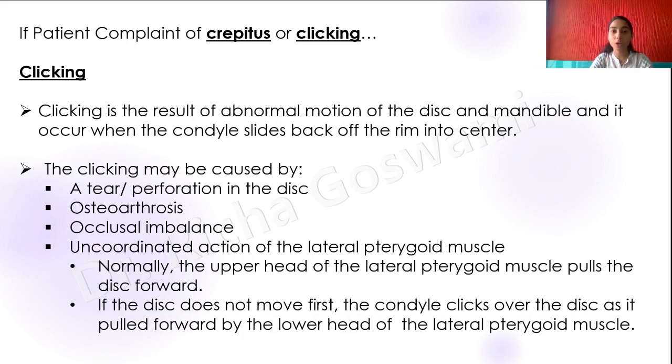If the patient complains of crepitus or clicking, then we have to assess further for it. Like the clicking may be because of a tear or perforation in the disc, osteoarthrosis, occlusal imbalance or uncoordinated action of the lateral pterygoid muscle. Normally, the upper head of the lateral pterygoid muscle pulls the disc forward. Okay, if the disc does not move first, it means the first phase of mouth opening has not occurred, but the disc is stuck now and does not move for further mouth opening. So the condyle clicks over the disc as it is pulled forward by the lower head of the lateral pterygoid muscle. So here the clicking sound will be heard.